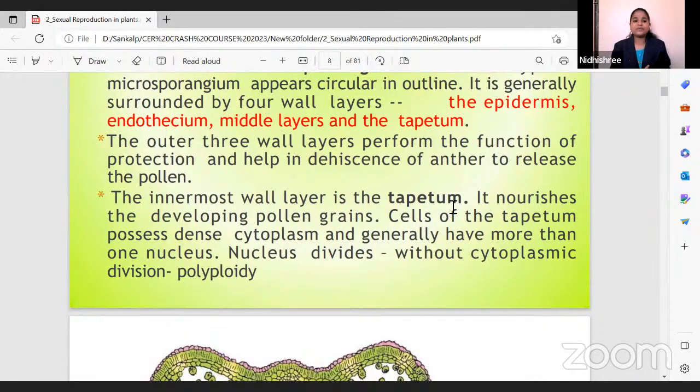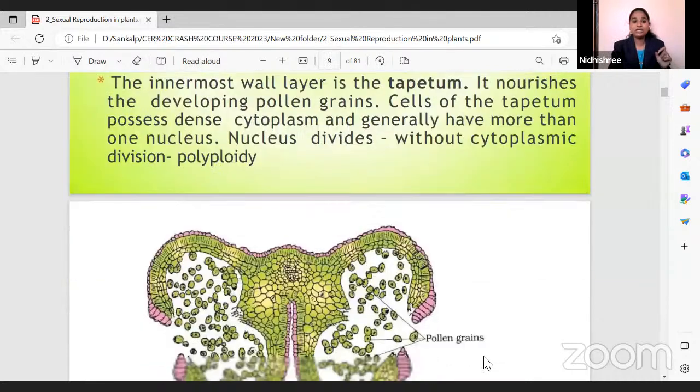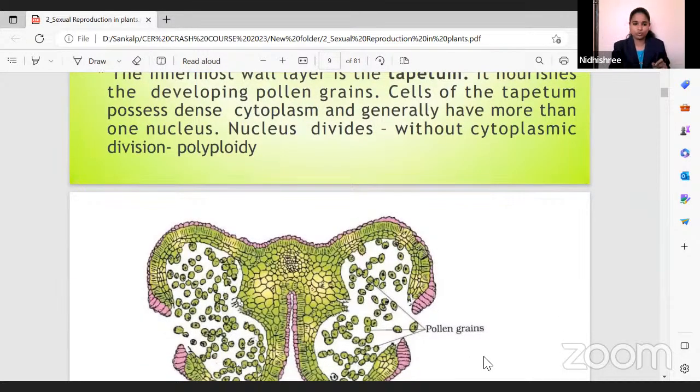The cells of tapetum possess dense cytoplasm and generally have more than one nucleus. Remember, tapetum cells will be having more than one nucleus. But the specialization in the tapetum cell is that the nucleus divides.